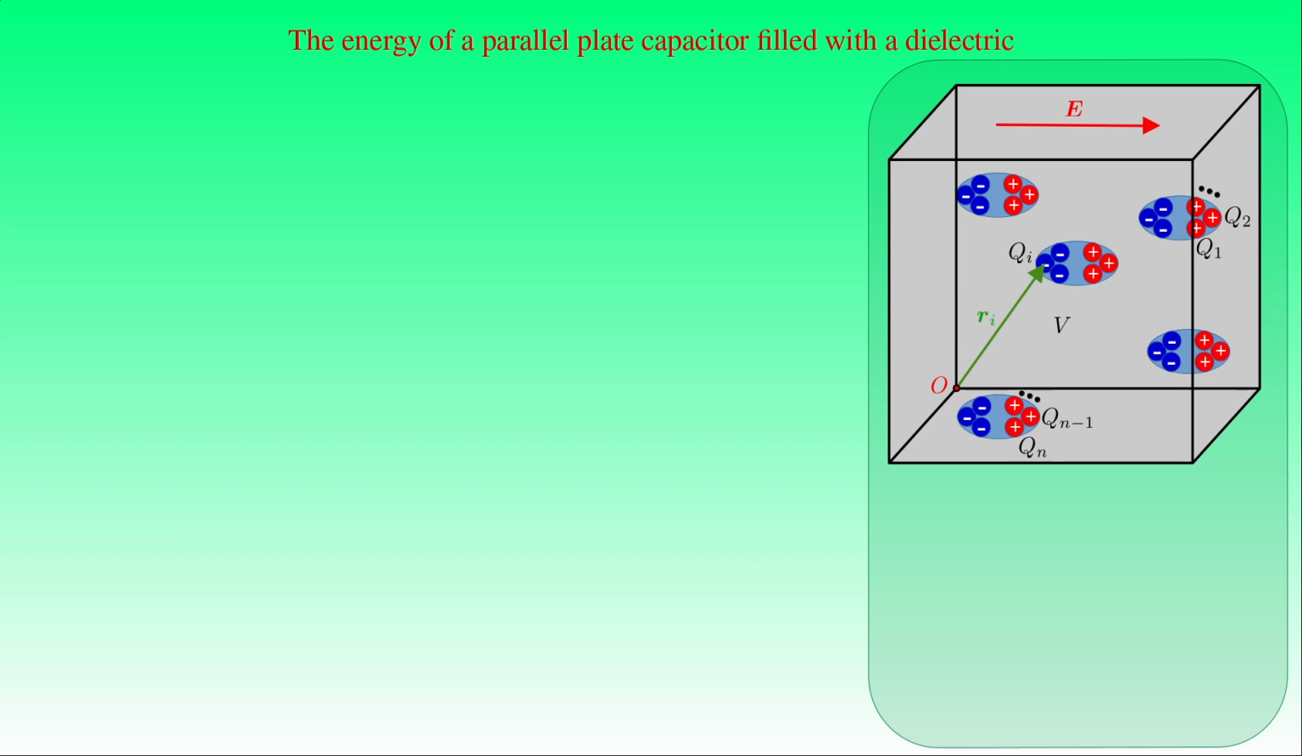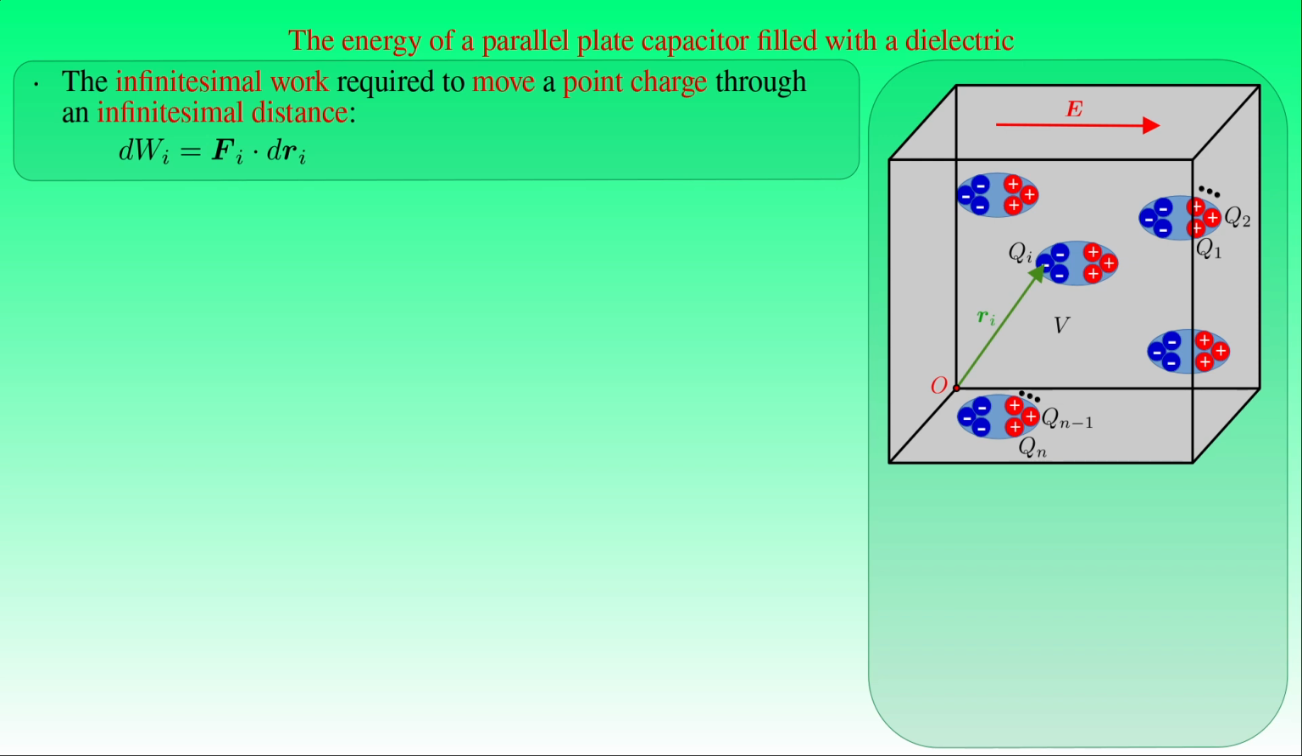The infinitesimal work dWi required to move the point charge Qi through the infinitesimal distance described by the vector dRi is given by the dot product of the force Fi of the external electric field E acting on the point charge and the displacement vector dRi. By definition, the electrostatic force Fi acting on the point charge Qi is equal to the charge Qi times the electric field strength E, and the infinitesimal work done on the point charge can be written as Qi times the dot product of the field strength and the vector of the infinitesimal displacement of the point charge.